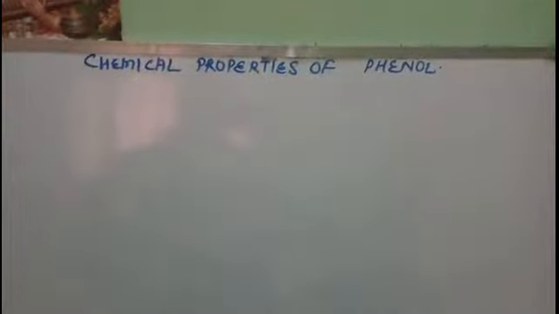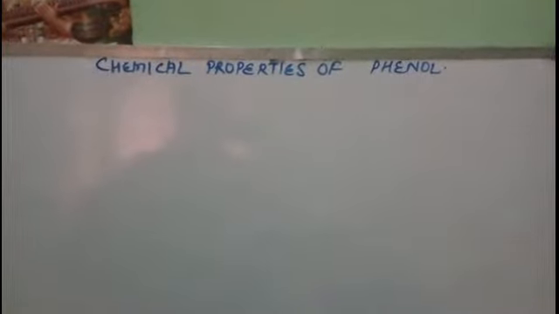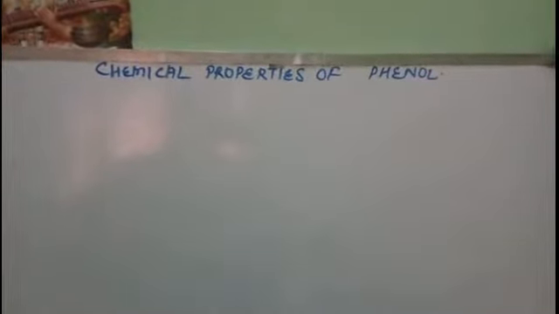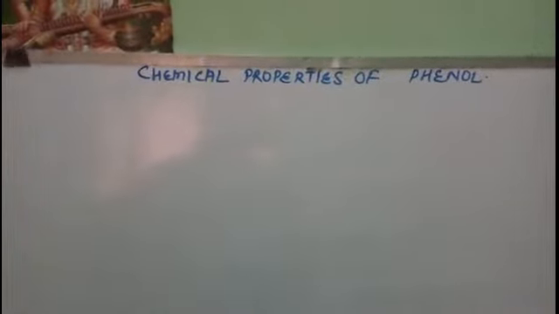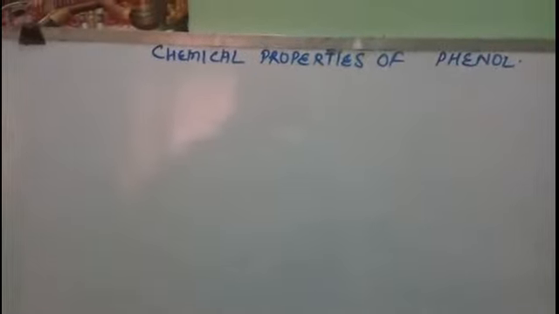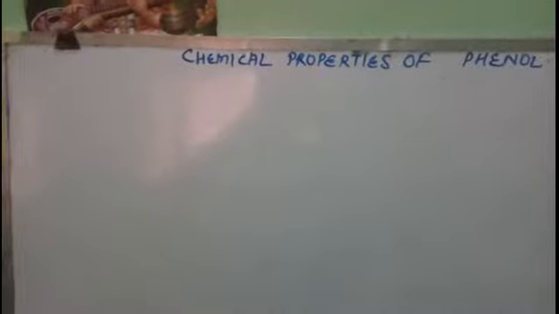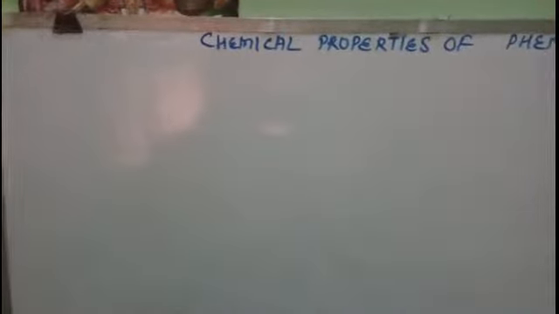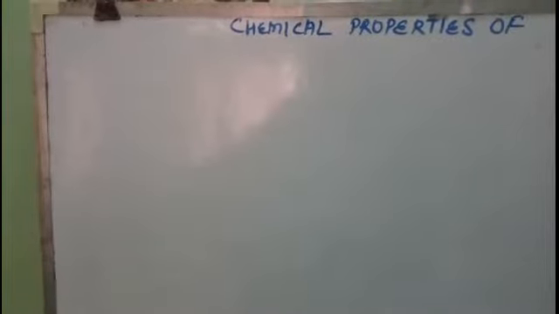Students, so today we will study chemical properties of phenol. In the previous classes we have finished the properties of alcohol, so we will start with chemical properties of phenol. Now, like alcohol, phenol's properties can be classified into two groups: the properties due to the phenolic group, that is the OH group, and the properties due to the benzene ring. So first we will study the properties due to the phenolic group.